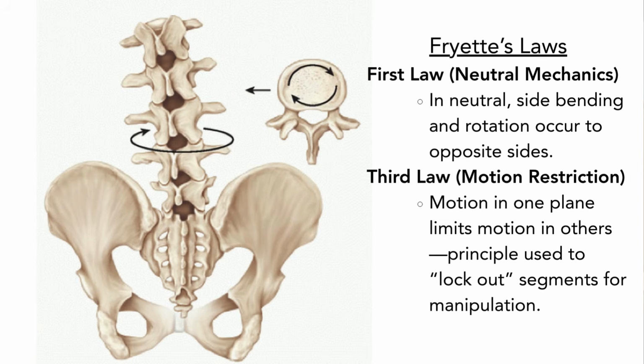This is key for locking. By positioning the pelvis and trunk, we tension the segments above and below, isolating the targeted facet for the thrust.